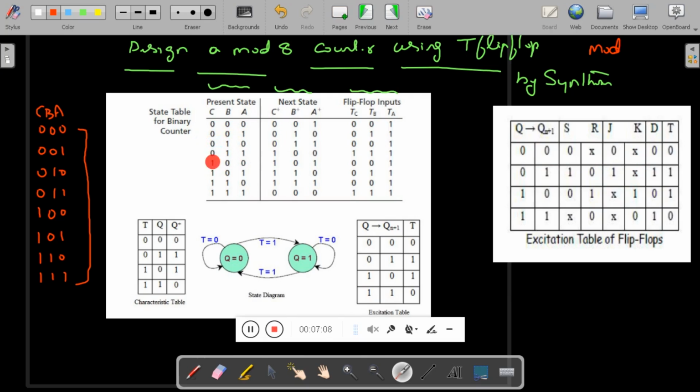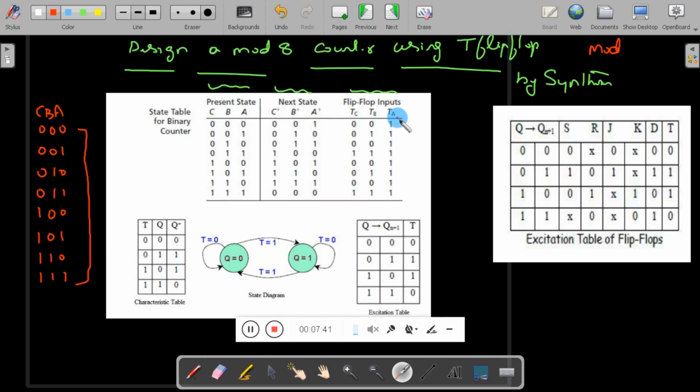1, 0, 0, 1, 1, 1, 0, 0, 1, 0, 1, 1, 1, 0, 1, 1, 1. And we have to write corresponding input for TA, TB and TC. We have to complete this table. Once the table is ready, then we have to solve this one by using K-map. So you have to find the expression for TA, expression for TB and expression for TC.